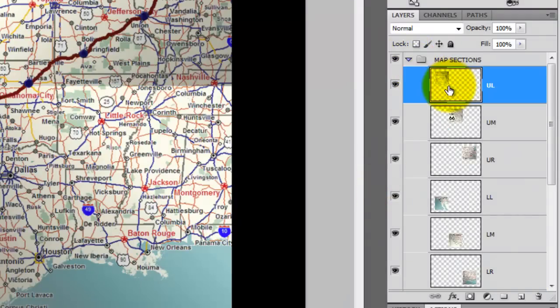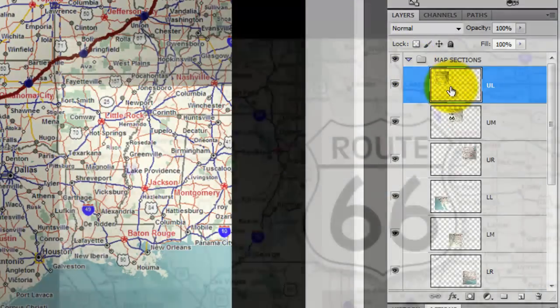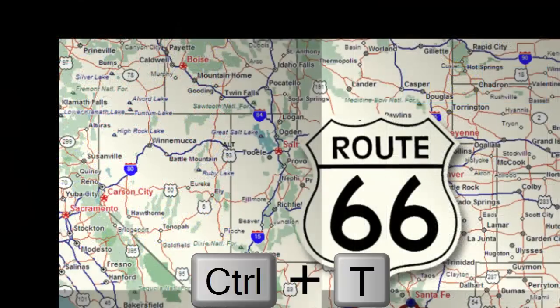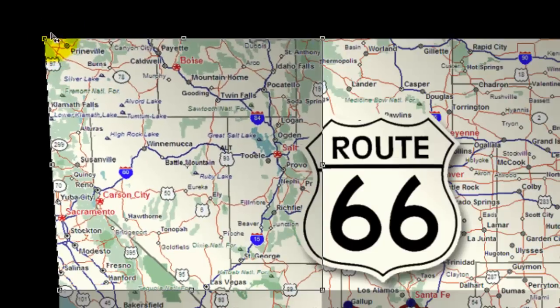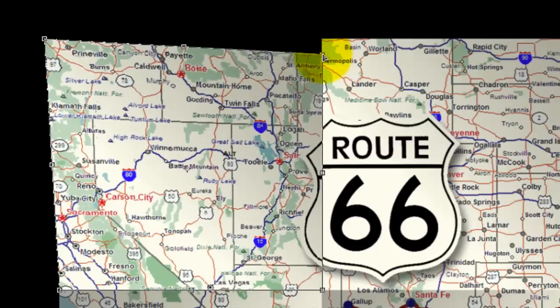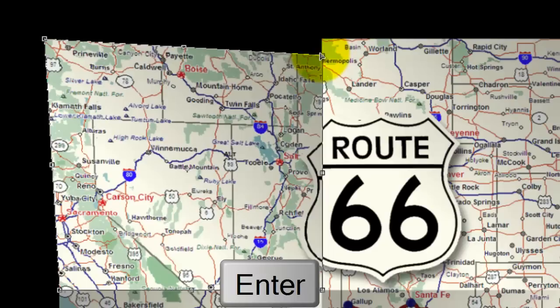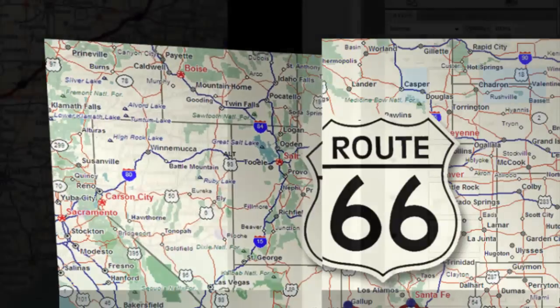Open the folder and click on the upper left box to make it active. Press Ctrl or Command plus T to call up your Transform tool, and press Ctrl or Command as you click on the upper left anchor point. Press Shift and drag it out a bit to the left. Go to the top right anchor point, press Ctrl or Command plus Shift and drag it down a bit. Press Enter or Return to accept the transform.